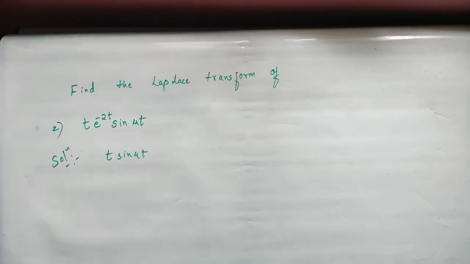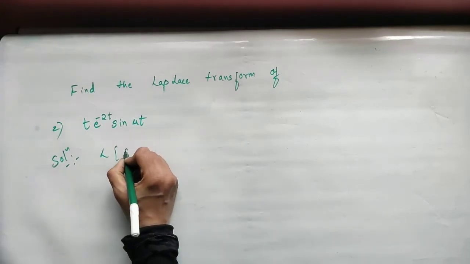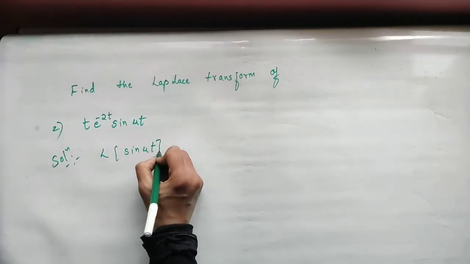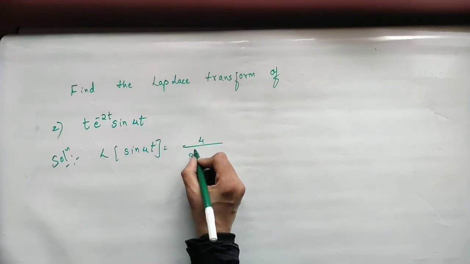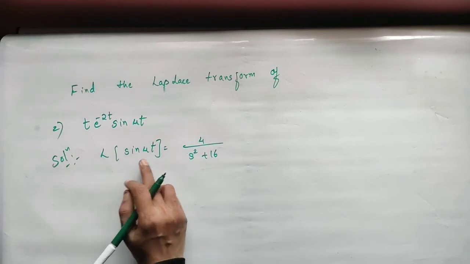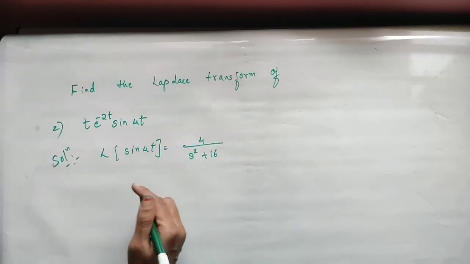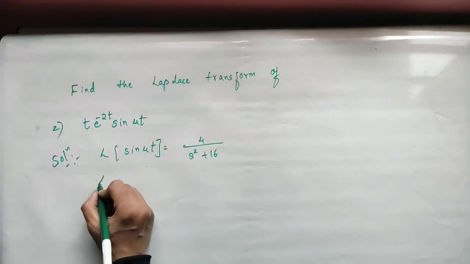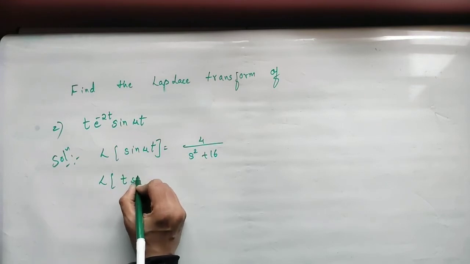Okay, so first, I will write the Laplace transform of sine 4t. You know it is 4 divided by s square plus 16 by referring to the formula, that is a divided by s square plus a square. A value is 4. So now you want the Laplace transform of t into sine 4t.